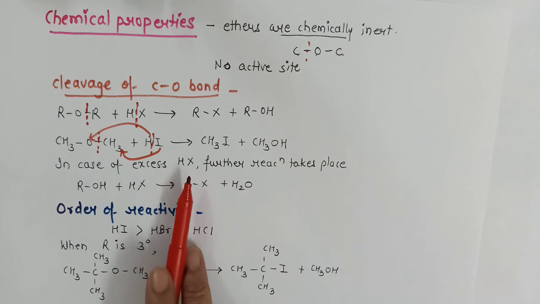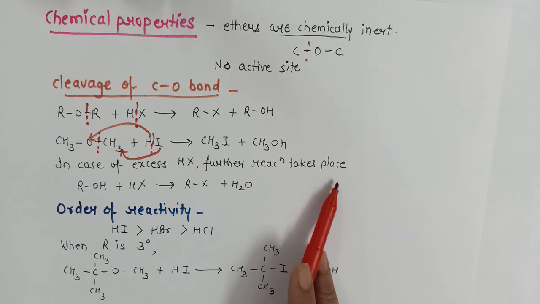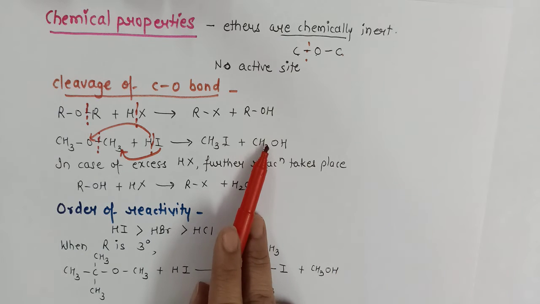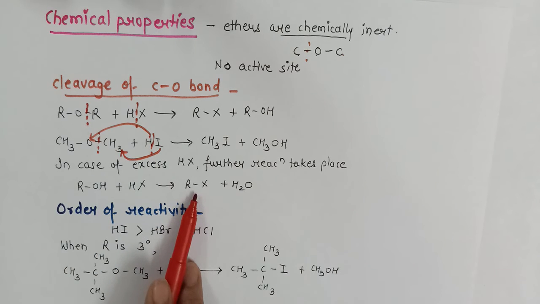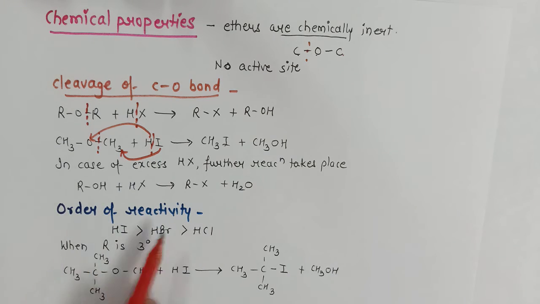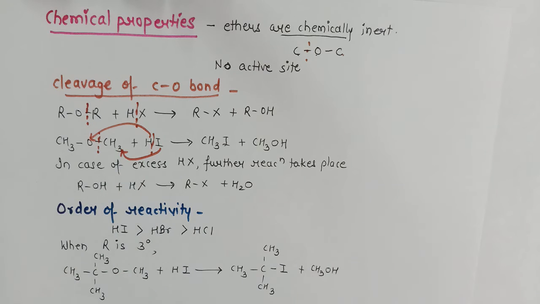Now in case we are using excess hydrogen halide, further reaction will take place. The alcohol formed will react with the hydrogen halide because it is in excess, forming haloalkane. Now the order of reactivity: hydrogen iodide is highly reactive. That means when we are using hydrogen iodide, the reaction becomes much faster. HBr is less reactive, and HCl the least.